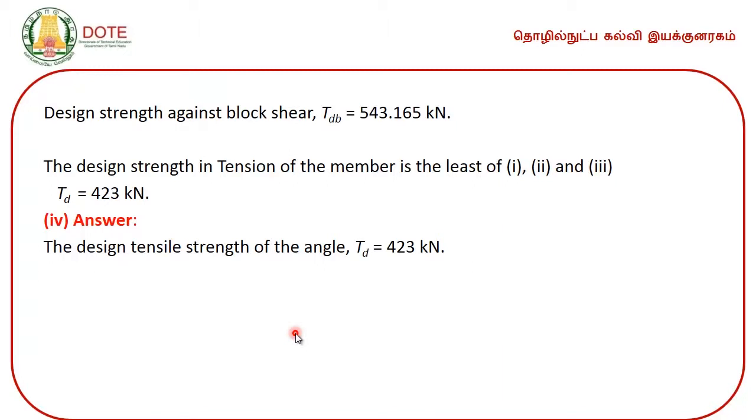So, that is found to be 543.165 kilonewton, and the design strength in tension of the member is the least of Tdg, Tdn and Tdb. So, the least is 423 kilonewton, and therefore, the design tensile strength of the angle is found to be 423 kilonewton.